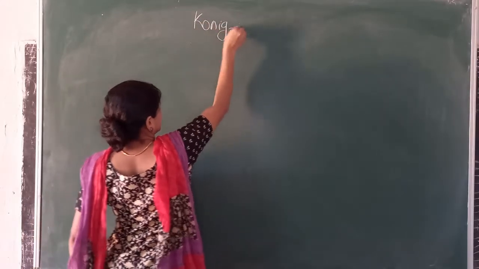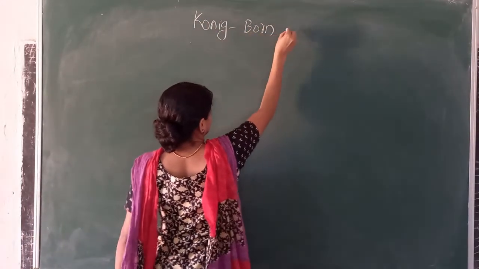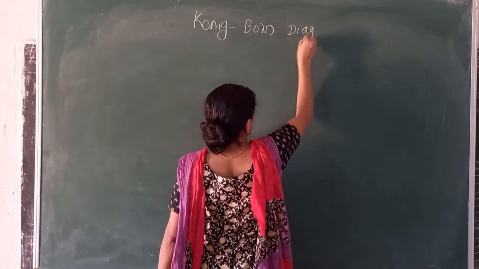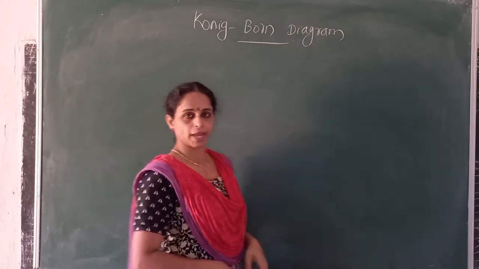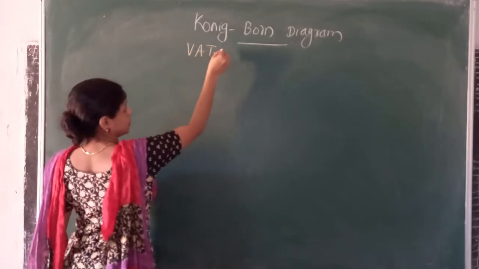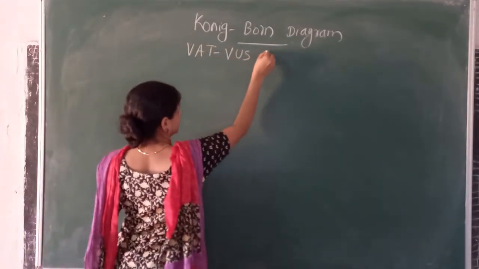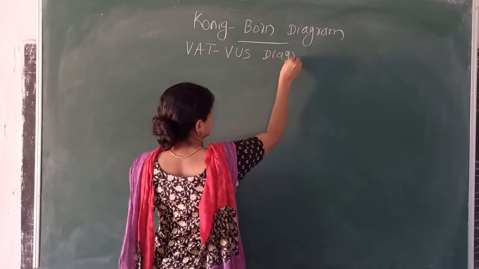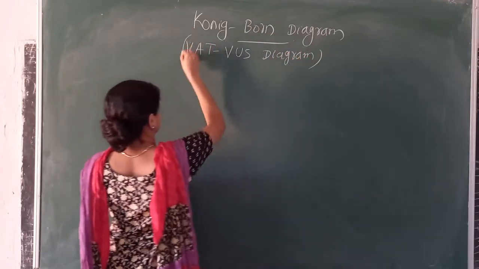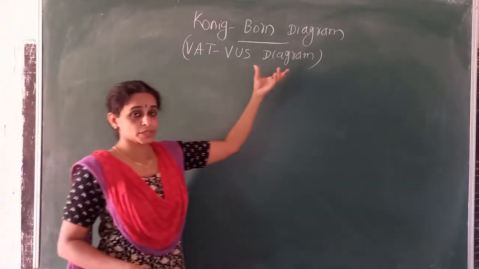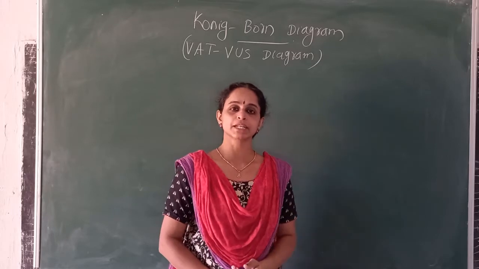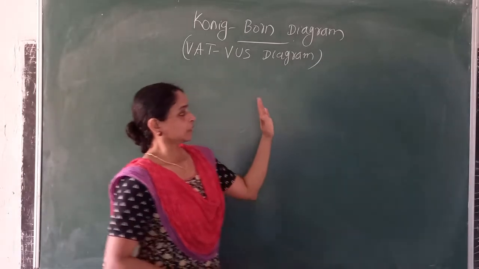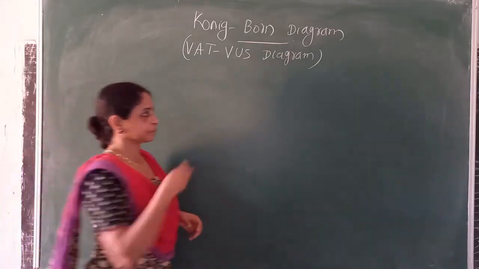Born diagram. This is also known as the VAT VUS diagram. Using this diagram, it is very easy to obtain the four thermodynamic potential relations. So what is a VAT VUS diagram?